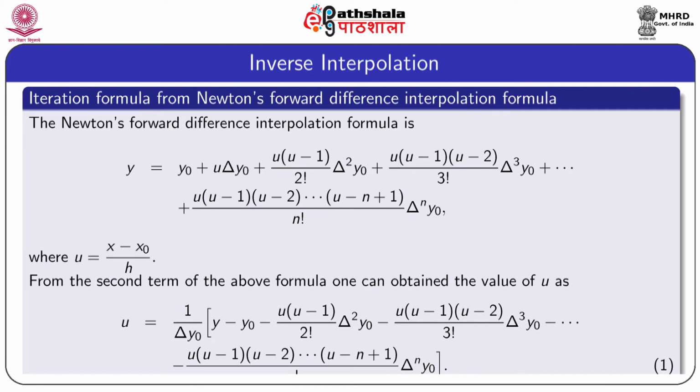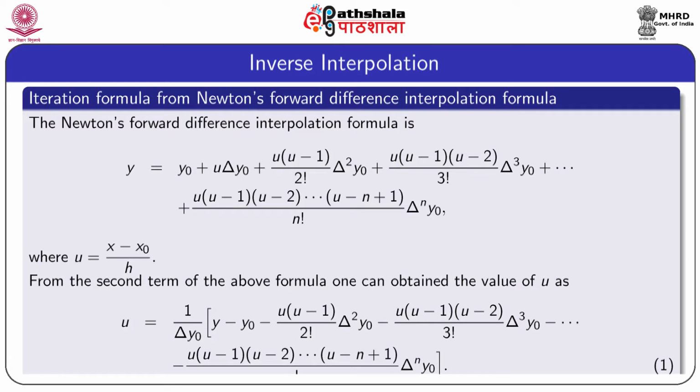Now, we come to another inverse interpolation formula based on Newton's forward difference interpolation formula, but this formula is not a direct method, this is an iterative method. We know Newton's forward difference interpolation formula as y equal to y0 plus u into delta y0 plus u into (u minus 1) by factorial 2 into delta 2 y0 and so on, where the new variable u is equal to (x minus x0) by h.